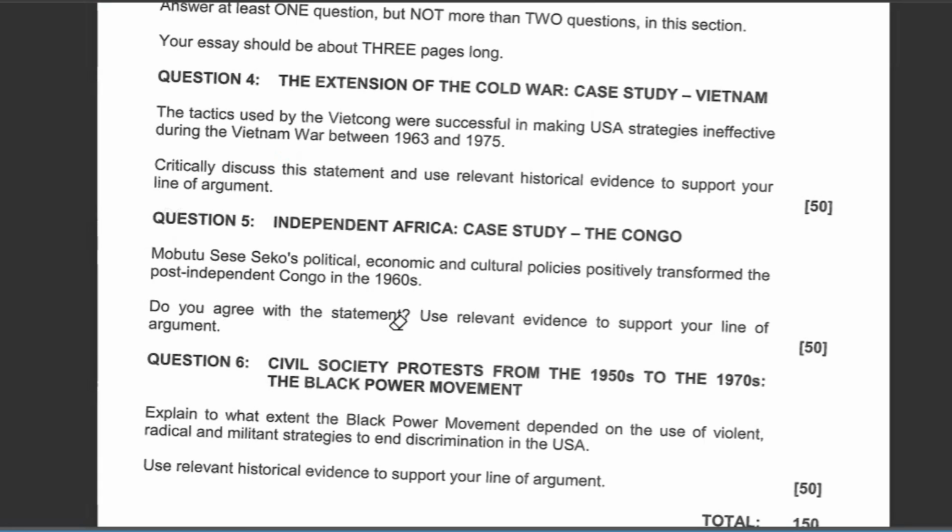Do you agree? For me, in this instance, given that I know the Congo situation, I tend to disagree with this statement. I will opt to disagree. That is where I have more points to support my argument. If I disagree that the policies put in place by Mobutu Sese Seko positively transformed the Congo, I would have a valid argument which I can sustain through the discussion.